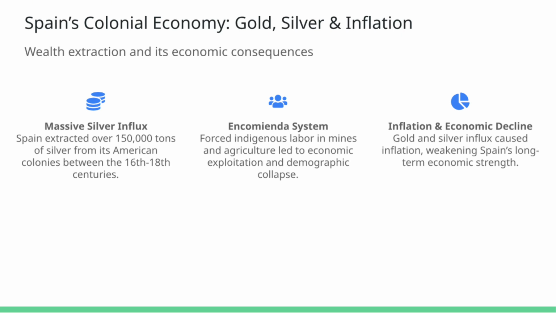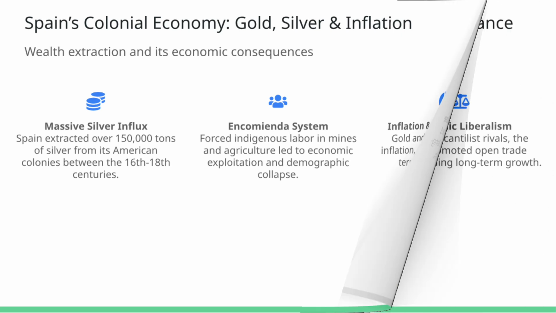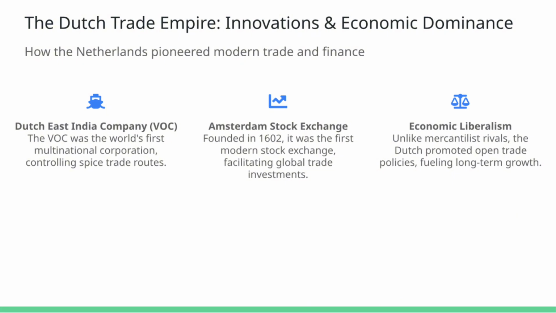This is a classic example of short-term economic gain versus long-term sustainability, something we'll see play out again with another major empire, the Dutch. While Spain was hoarding silver, the Dutch were doing something completely different. They weren't just taking wealth, they were creating it. The Dutch East India Company, or VOC, was the world's first true multinational corporation. Unlike Spain, which relied on colonial extraction, the Dutch focused on trade dominance. They controlled major spice trade routes, expanded global commerce, and, perhaps most importantly, used financial innovation to sustain their empire.